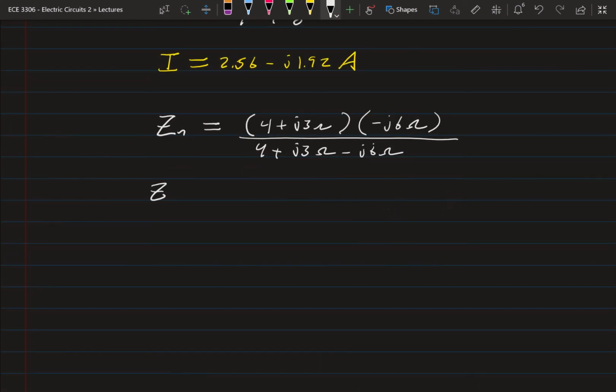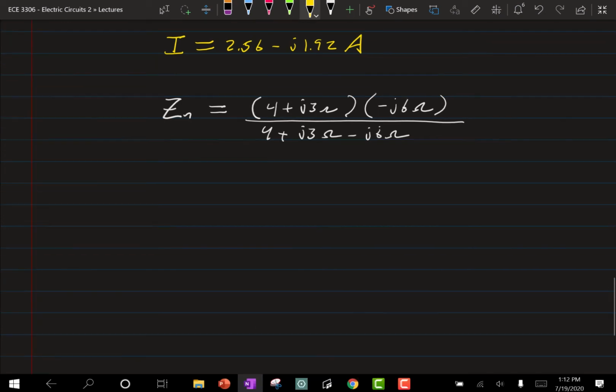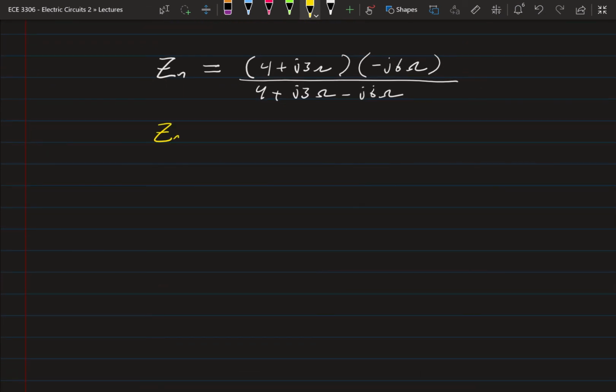Now let's multiply everything out. Actually, I'll let you guys do this on your own. I'll skip to the end for the sake of time. When you calculate all of that mess and simplify it, you're going to get a final answer that Zn is equal to 5.72 minus j1.68 ohms.